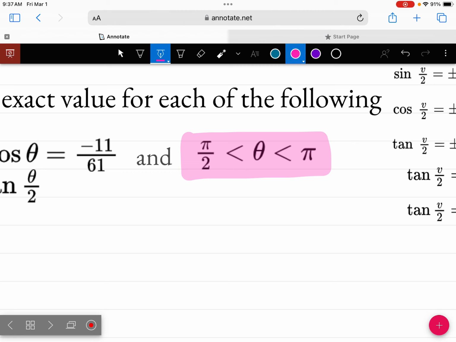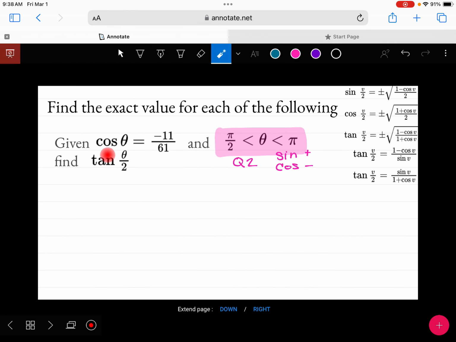So what quadrant is this one going to be in? 2. Which means our signs are what? Positive or negative? Sine's positive, cosine is negative, which means tangent is going to be negative. So we know that this guy's negative, which means when we're picking a formula, we only need to use the minus sign. Okay? So they're giving us the cosine and asking us to find theta over 2.